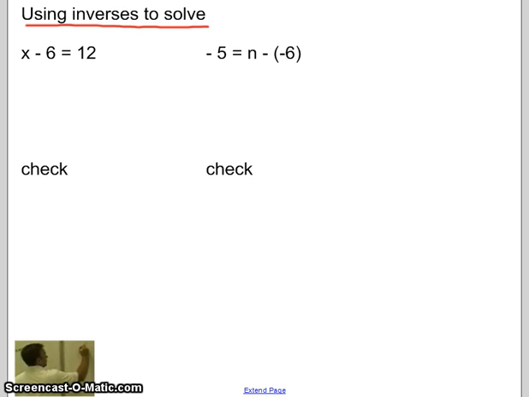In our first equation, I have x minus 6 equals 12, so I'm going to use the inverse of minus 6 to get rid of it and just get x by itself. So I'm going to add 6, and I'm going to add 6.